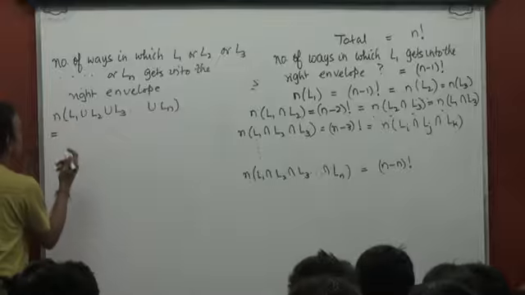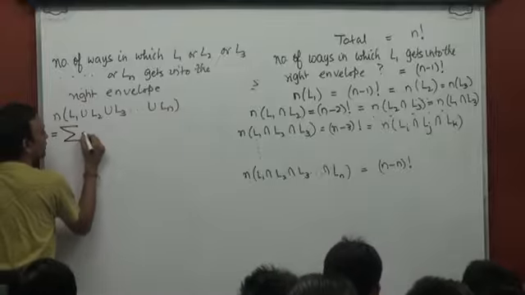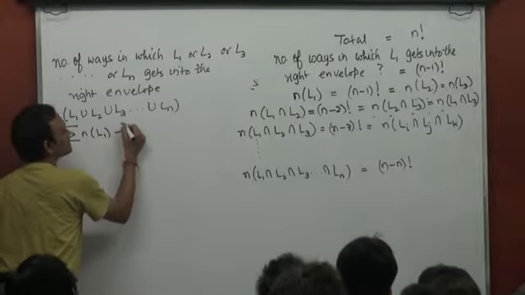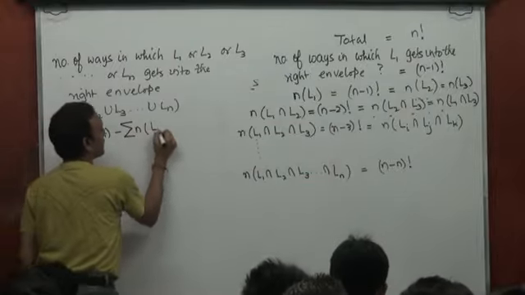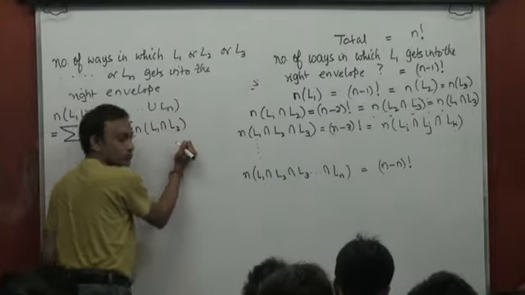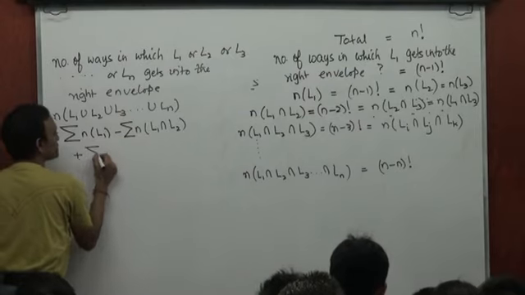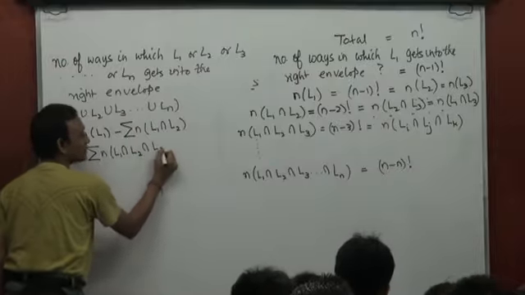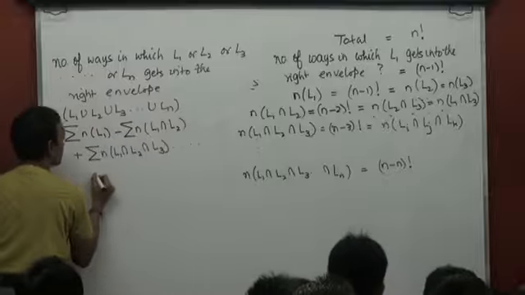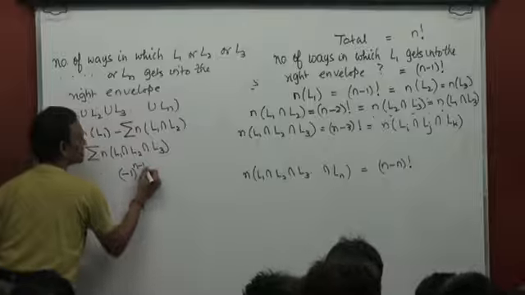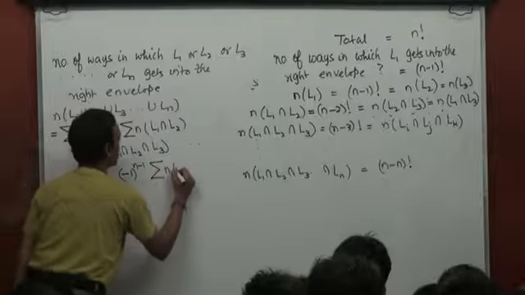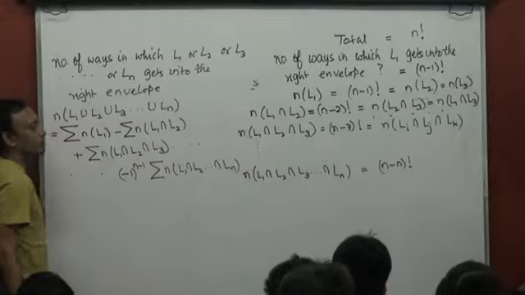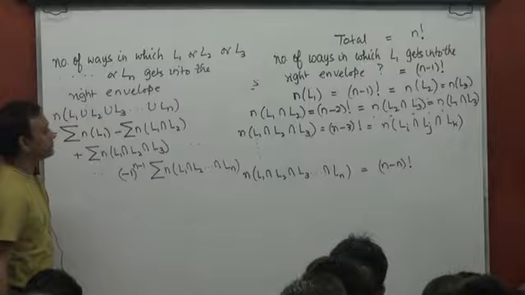From the principle of inclusion and exclusion, it is going to be summation n(L1), minus summation n(L1 ∩ L2), plus summation n(L1 ∩ L2 ∩ L3), going this way, minus 1 to the power n minus 1, summation n(L1 ∩ L2 ∩ ... ∩ Ln). That's the principle of inclusion and exclusion. Clear?